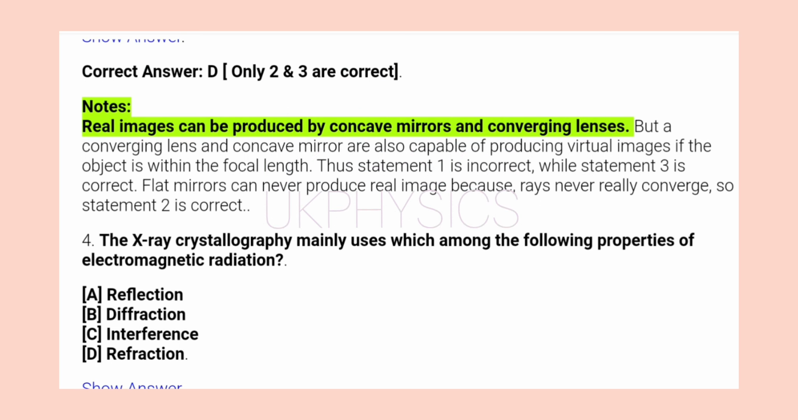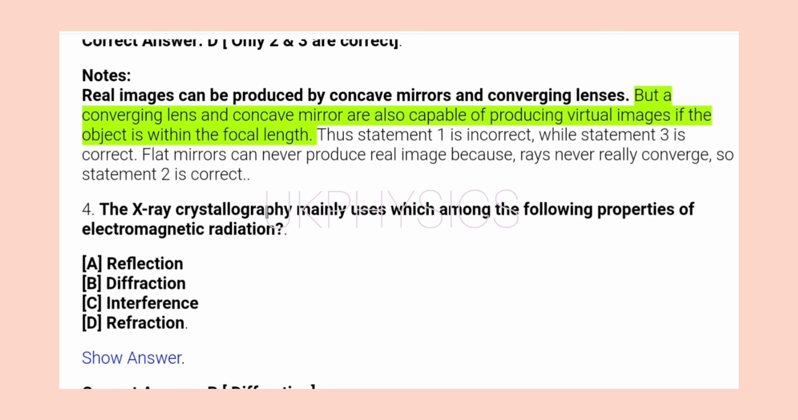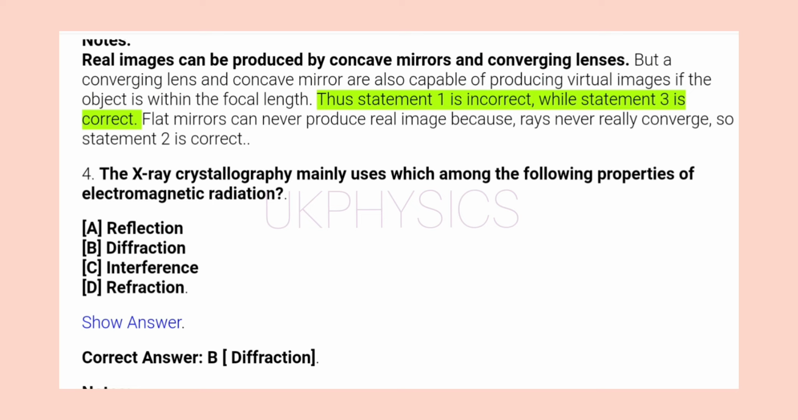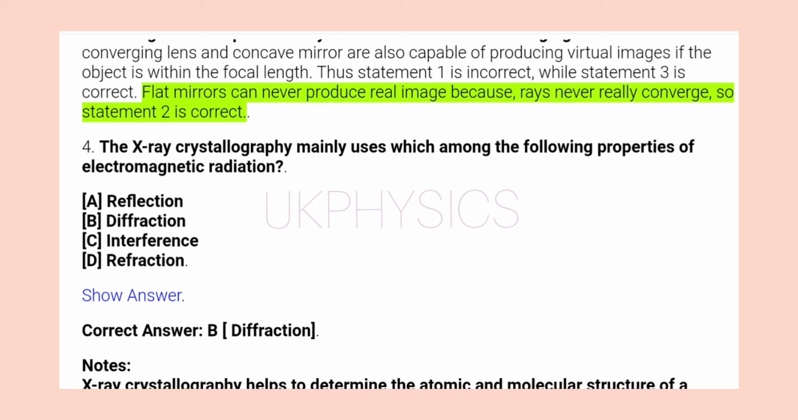Notes: real images can be produced by concave mirrors and converging lenses. But a converging lens and concave mirror are also capable of producing virtual images if the object is within the focal length. Thus statement 1 is incorrect, while statement 3 is correct. Flat mirrors can never produce real image because rays never really converge, so statement 2 is correct.